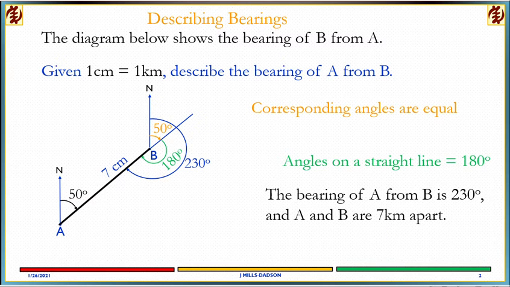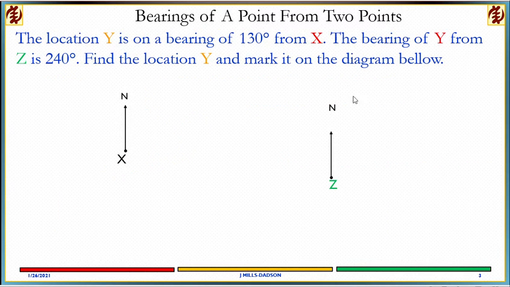Let's look at the second example. Bearings of a point between 2 points. This is a question showing bearings of a point between 2 points. The location Y is on a bearing 130 degrees from X, and the bearing of Y from Z is 240. Find the location Y and mark it on a diagram. So we already have Z and X given.